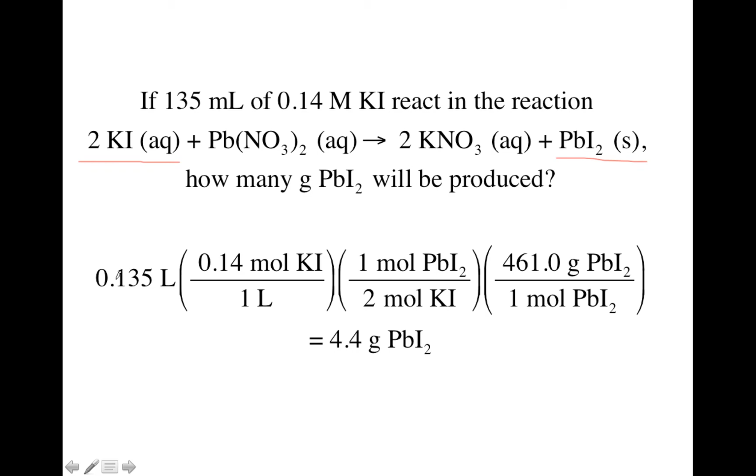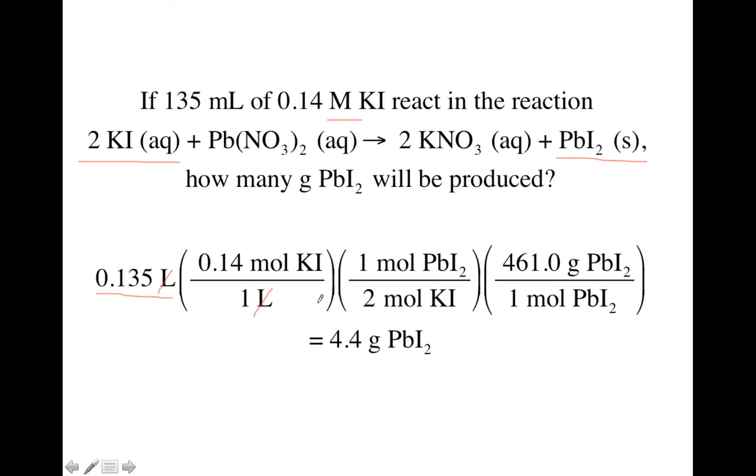So first you're going to want to take the volume in milliliters and write it down in liters. So you divide by 1,000 or move the decimal 3 places to the left. So now we take liters times molarity, but rather than writing capital M, we're going to write moles of KI over 1 liter, so that the liters cancel.